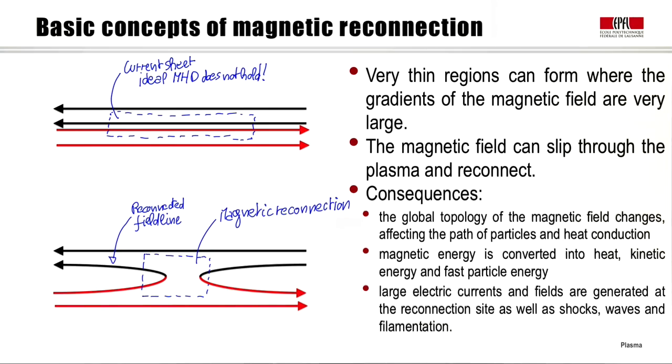Which are the consequences of magnetic reconnection? As you can see, the global topology of the magnetic field has now changed, and this affects the path of particles and heat conduction. As we will see in the following slides, the magnetic energy is converted into heat, kinetic energy, and fast particle energy. During magnetic reconnection, large electric currents and fields are generated at the reconnection sites, as well as shocks, waves, and filamentation.